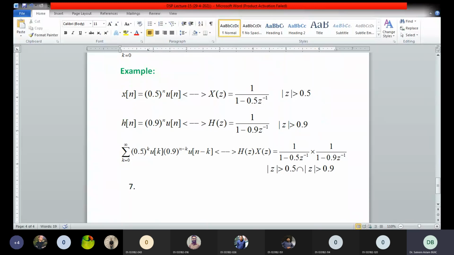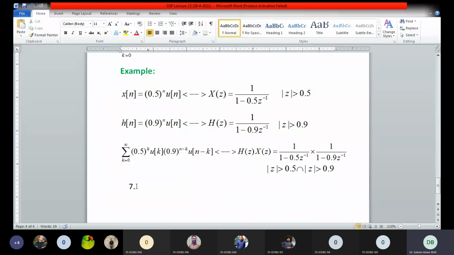And if we are convolving them in the time domain, its convolution expression would be 0.5 to the power k u of k multiplied by 0.9 to the power n minus k u of n minus k, and taking summation from 0 to infinity. So this is the formula h of k x of n minus k. It's equivalent to multiplying their z transforms in the z domain, and taking the common region of their ROC. So mod z greater than 0.5 intersection mod z greater than 0.9.